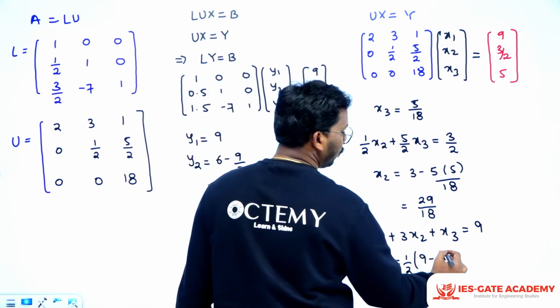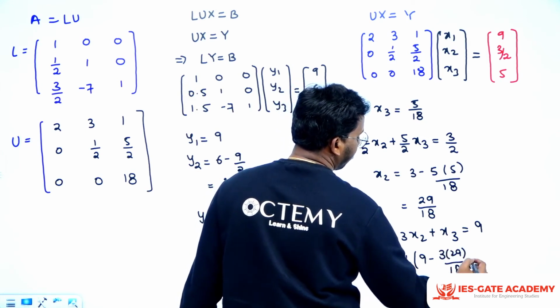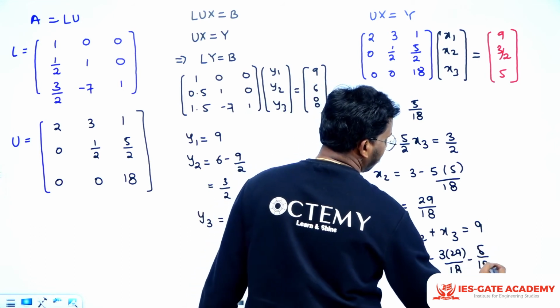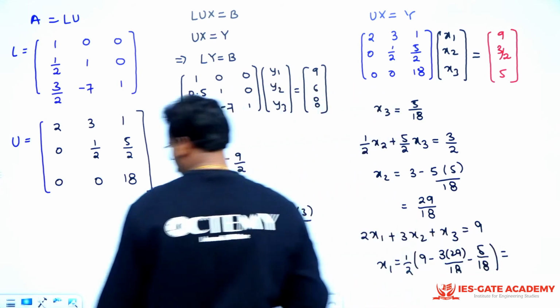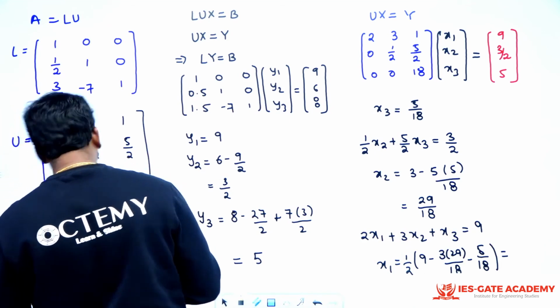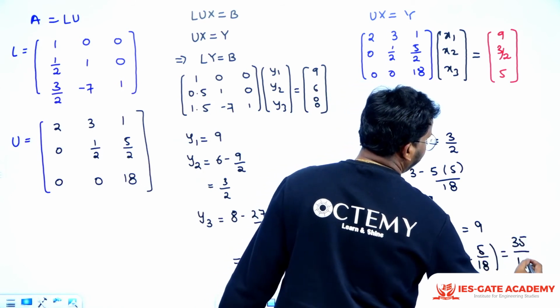That is 3 into 29 divided by 18 minus what is x3? 5 by 18. If I calculate this, what will I get? I'll get this equal to 35 by 18, that is 35 divided by 18.